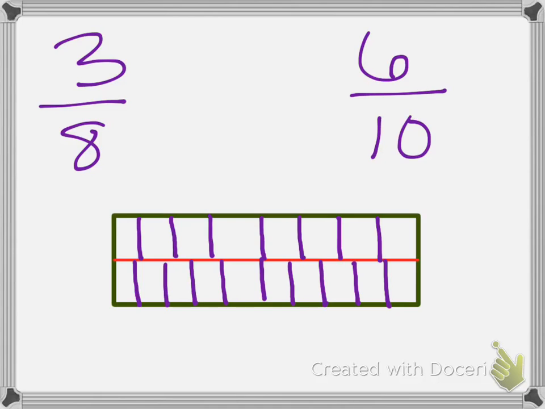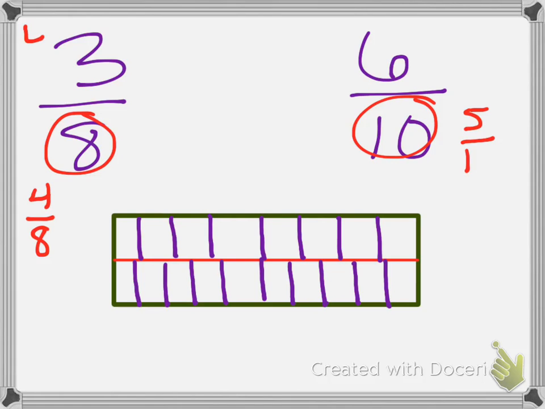And so from there we learned what halves were for everything, and I know that if I have eighths, that 4/8 would be half, and that 3/8 is less than that. For 6/10, I know if I had 10 pieces that 5/10 would have been half. And so 6/10 is greater than 5/10. So in their heads they're thinking of that.